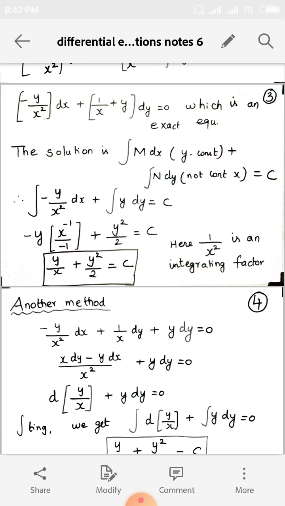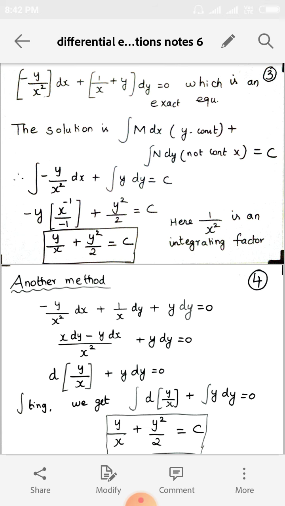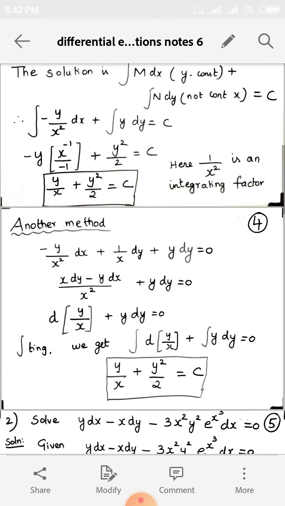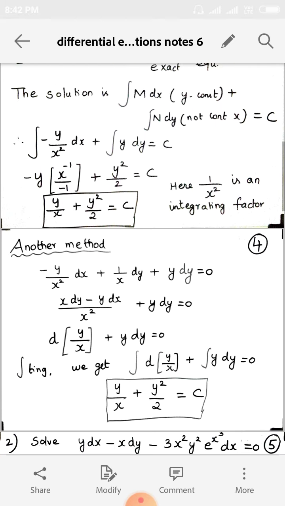Integration of x power minus 2 is x power minus 1 by minus 1. So minus y into x power minus 1 by minus 1 plus integration of y is y square by 2 is equal to c. So minus into minus becomes plus. So y into x power minus 1 can be written as y by x. So y by x plus y square by 2 is equal to c.